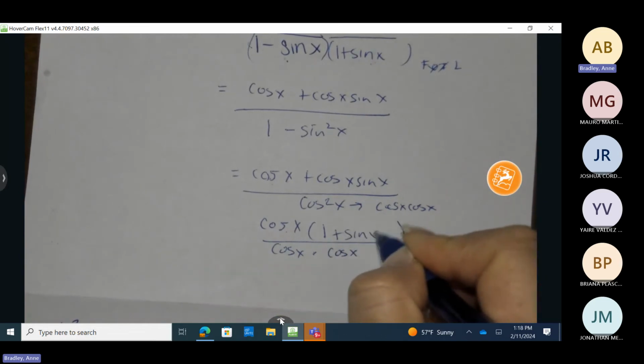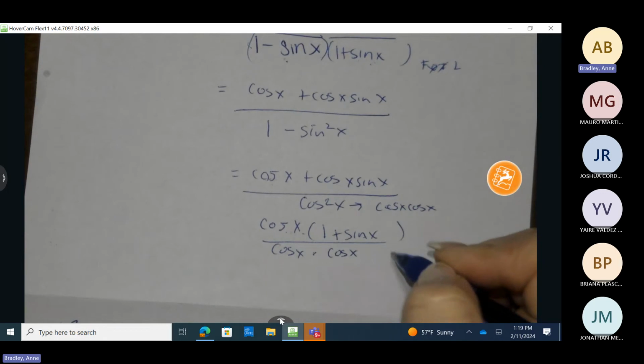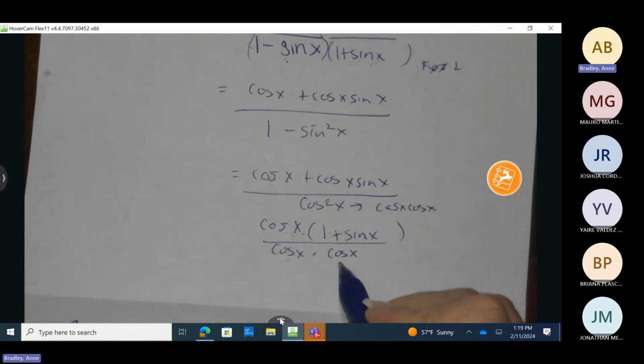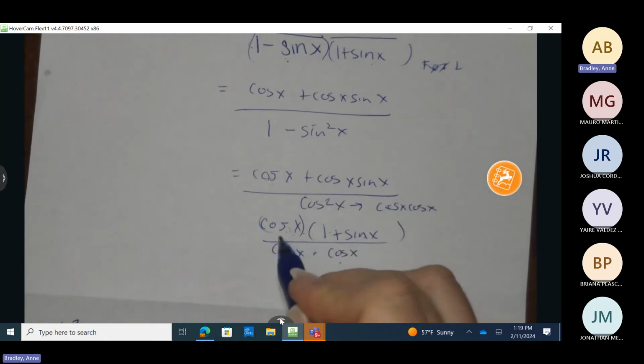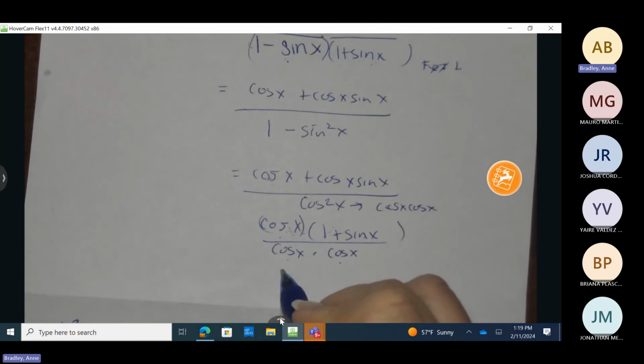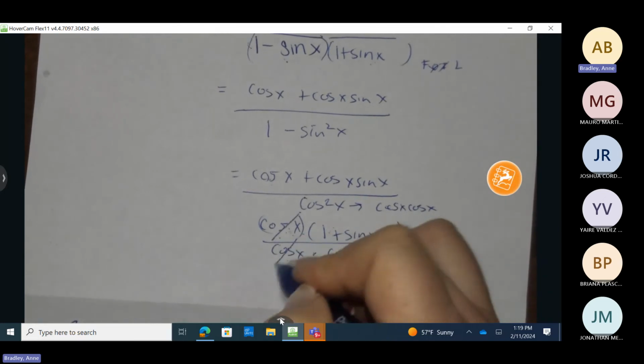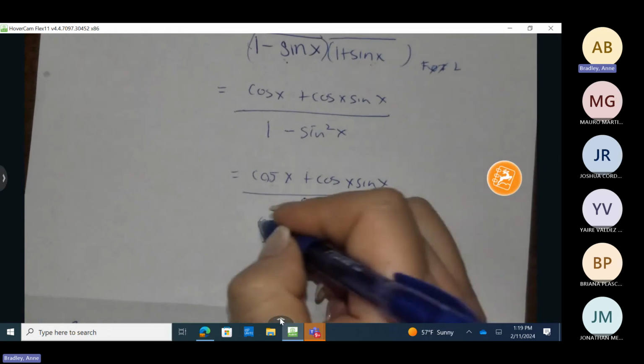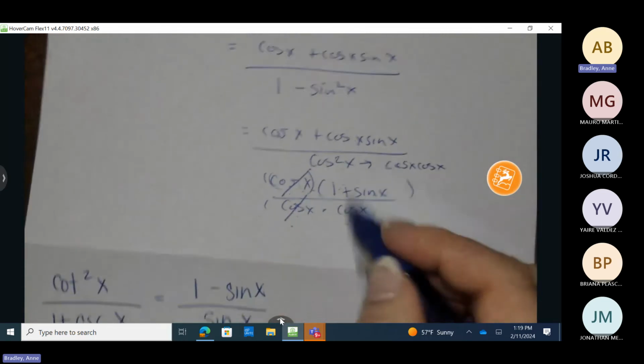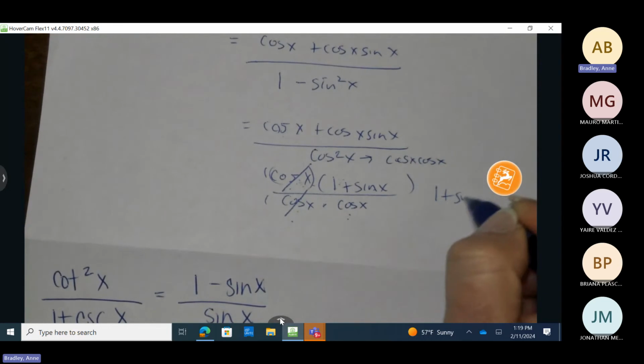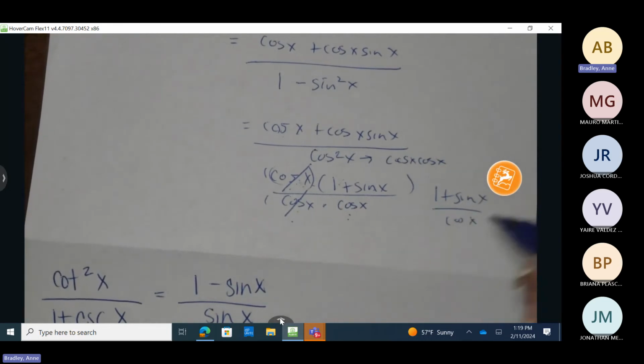Cosine of x times sine of x is cosine sine. And now because we're only multiplying here, I'm multiplying the quantity on the left times the quantity on the right. Quantity on the left times the quantity on the right. I am able to reduce, simplify down to 1. And now I am looking at 1 plus the sine of x over the cosine of x.